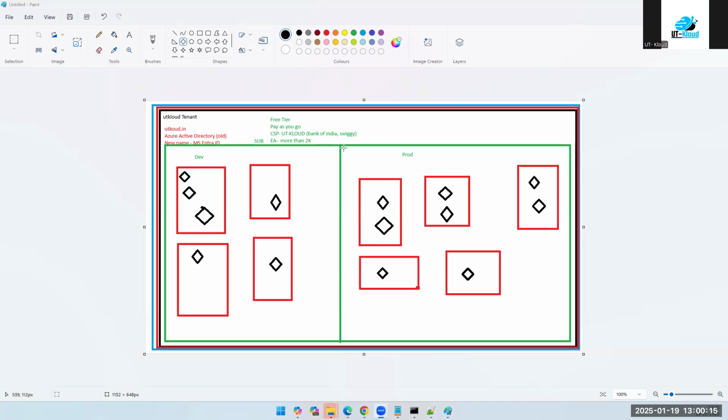So let's continue. Now let's talk about the accesses. There are two types of accesses in Azure Cloud. One of them is your tenant level, or Azure Active Directory level, or Entra ID. All of them are the same thing. If I want to create a user, if I want to onboard someone, what will I do? I will create their users. Where will I create the users?